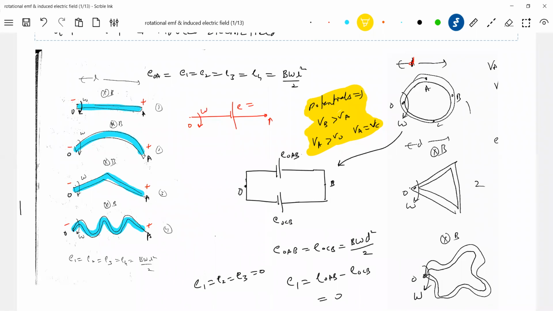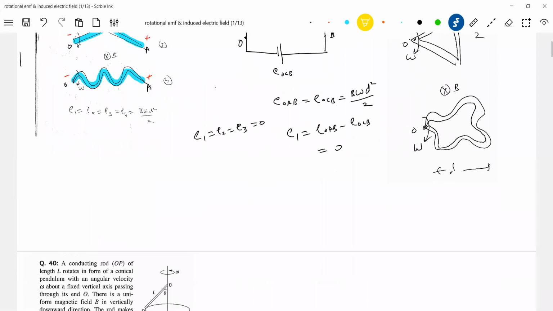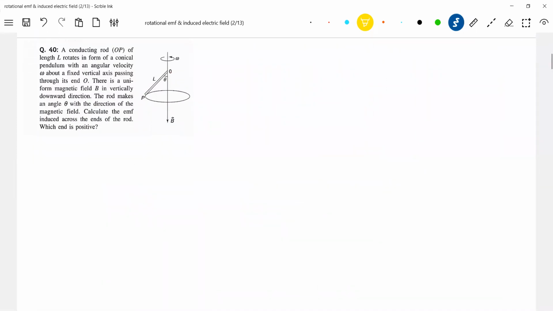So different shaped rods and different shaped loops will come in numericals. So just take the effective length. The net EMF induced here will be 0. This you have to take care of. This is very important. Okay, now take this one.